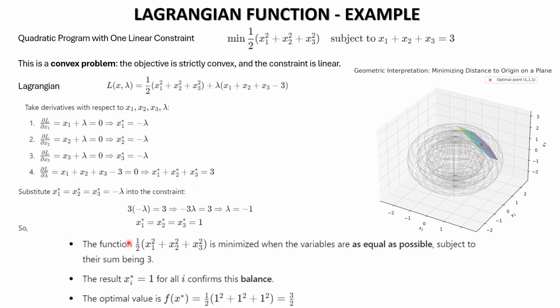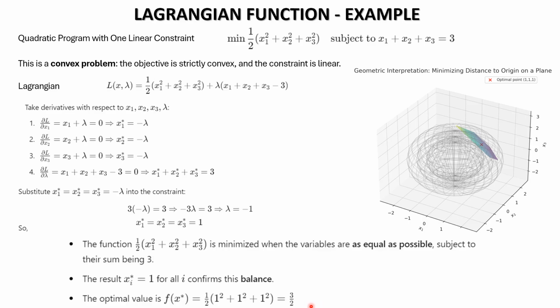Now we substitute each equation to find the set of points, and the function is minimized when the variables are as equal as possible, subject to their sum being fixed. The result x_i star is 1 for all i, which confirms the balance. So the optimal value of the function f(x star) is equal to 1/2 plus all these ones, so that equals 3/2.